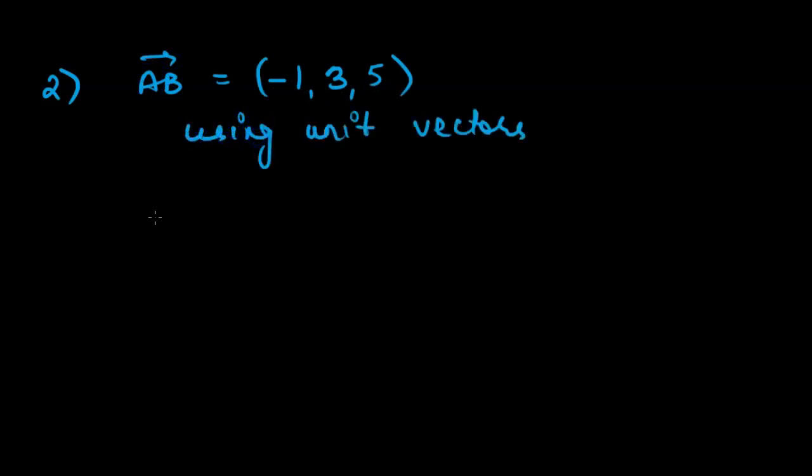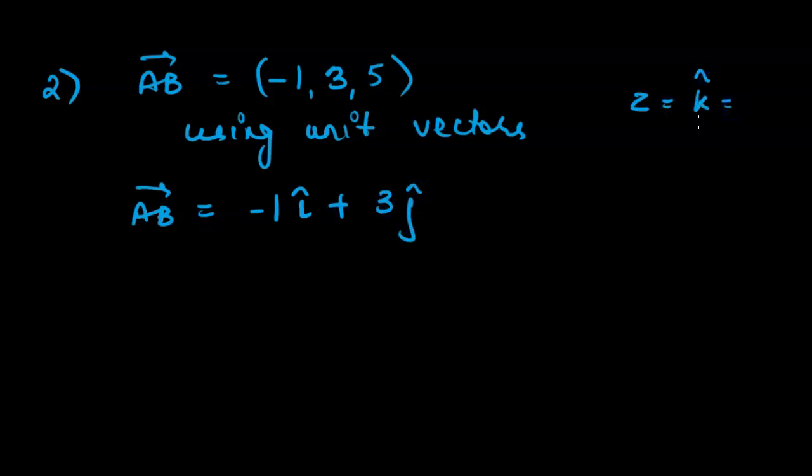Let's take another example in 3 space now. The question wants you to write down vector AB with coordinates -1, 3, 5 using unit vectors. Vector AB can be written as -1i plus 3j. Now the z-axis is represented with k cap. In this case, the representation would be 0, 0, 1. Therefore, we multiply 5 with k cap.